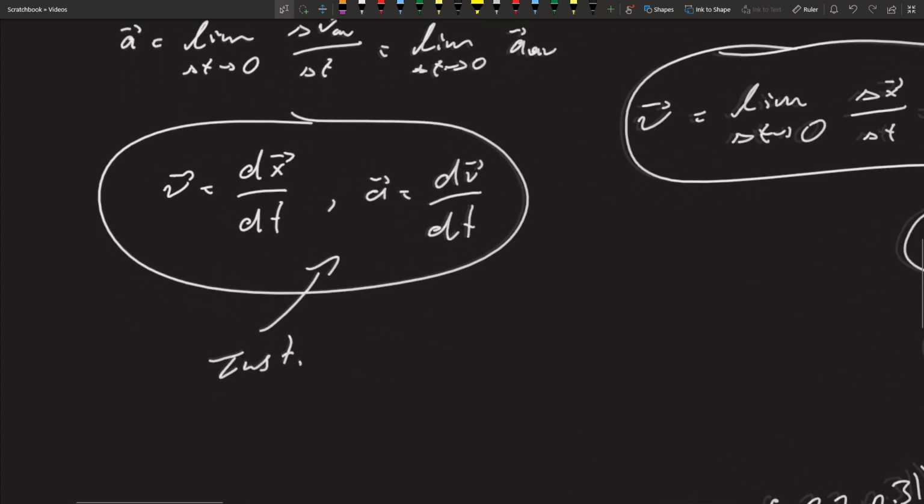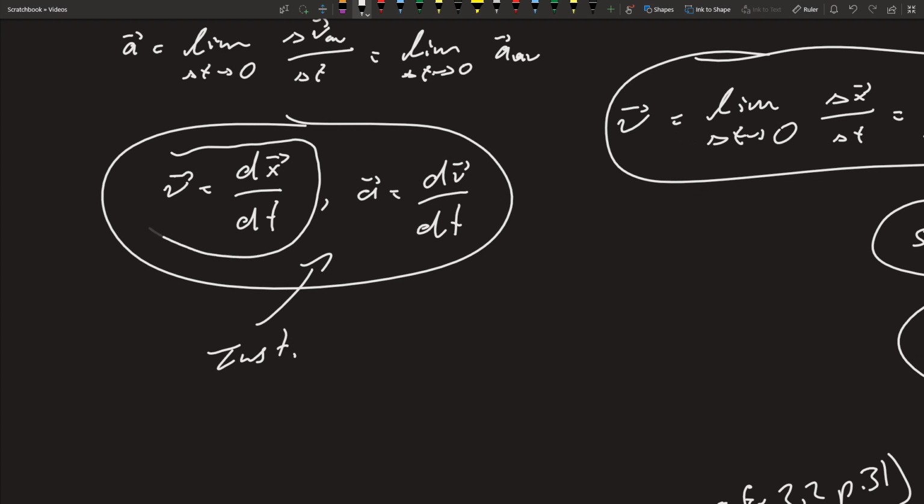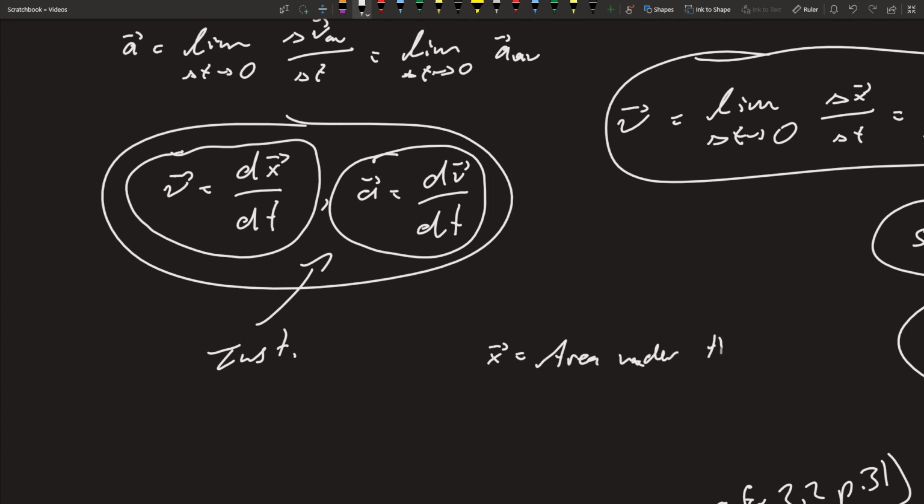This basically means that the velocity is the slope of the xt graph, and the acceleration is the slope of the vt graph. Inversely, we can say that the position is equal to the area under the vt graph, that's the change in position, the displacement, and the velocity is equal to the area under the at graph.